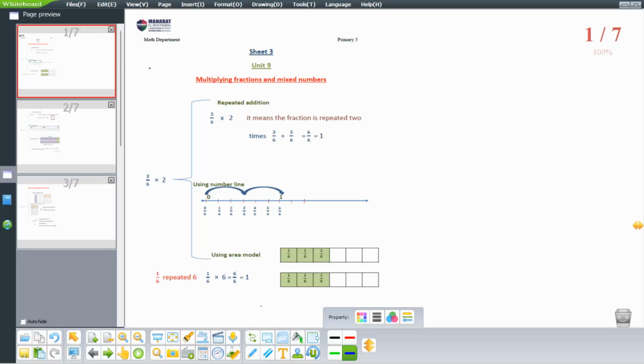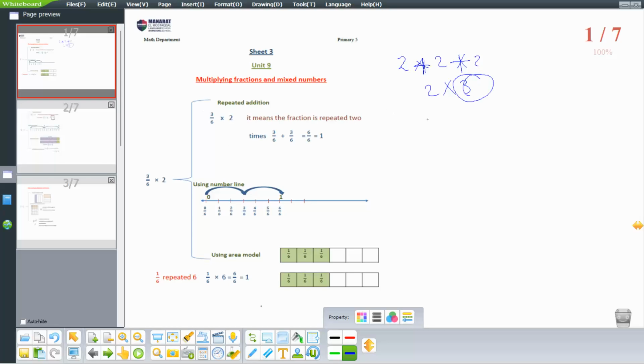Let's see the first type. If I have 3 over 6 times 2, we have three strategies to multiply. The first one is that the main idea of multiplication is repeated addition. Like we said before, 2 plus 2 plus 2 means 2 times 3, the number of repetitions.